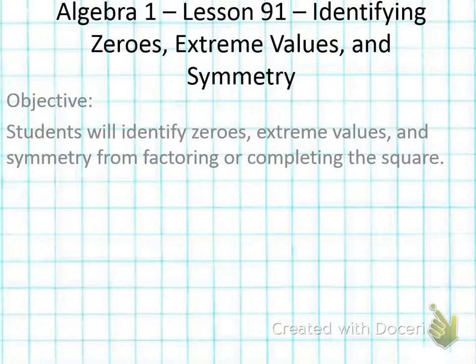Okay, so today's lesson is lesson 91, identifying zeros, extreme values, and symmetry. We've already talked about these concepts. Now we're going to use what we did yesterday, where we put them in a different form using X-box or complete the square to find an equivalent form. You have to use those equivalent forms to easily find the answer, okay? Because the answers are easily found if you know how to get there, okay?